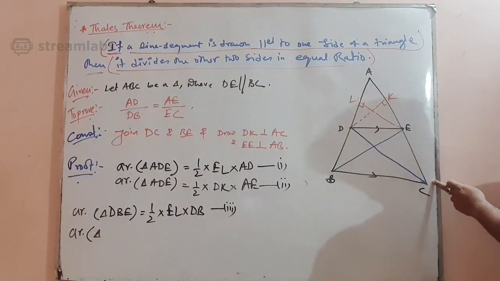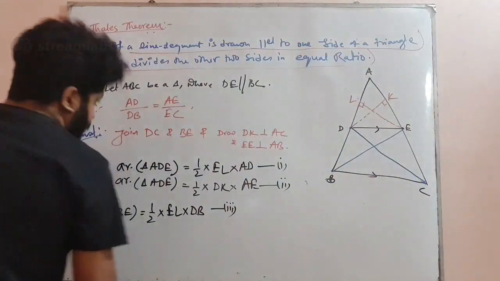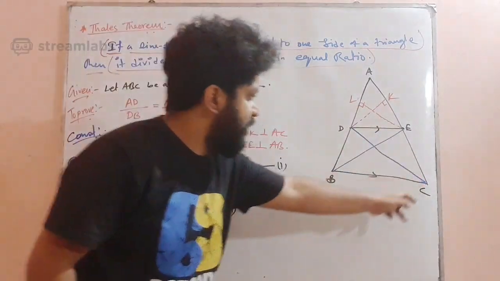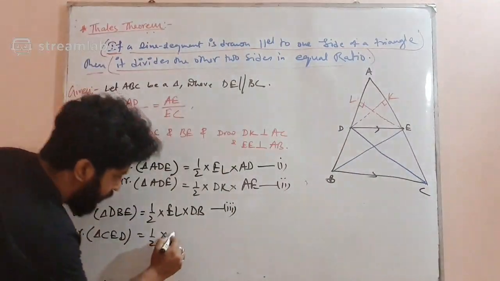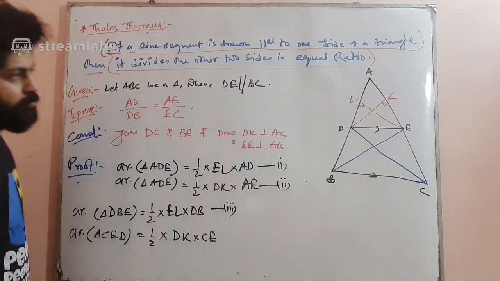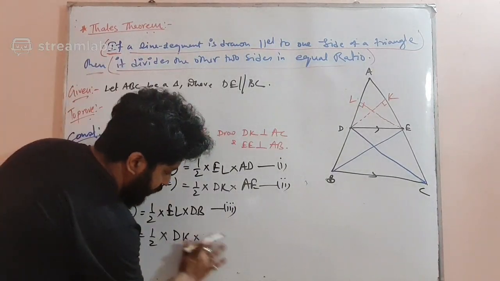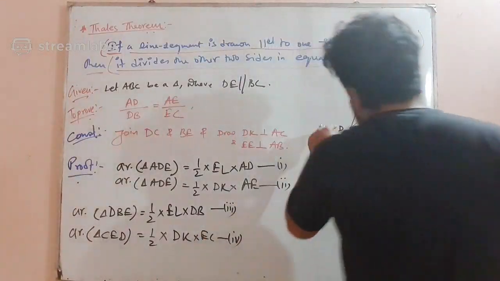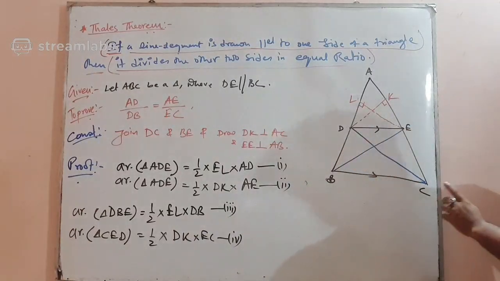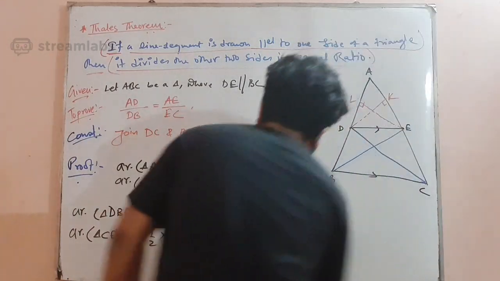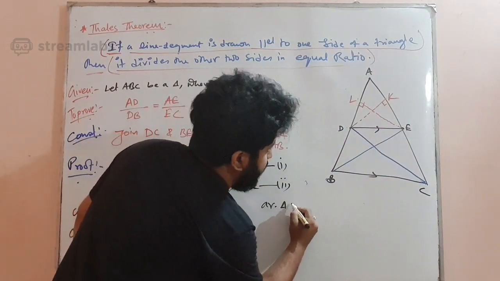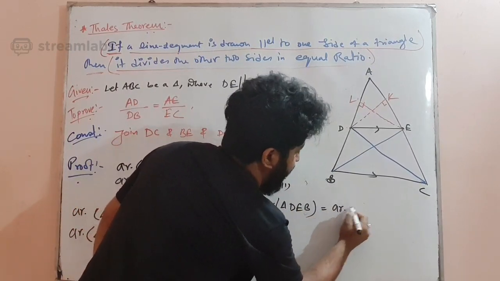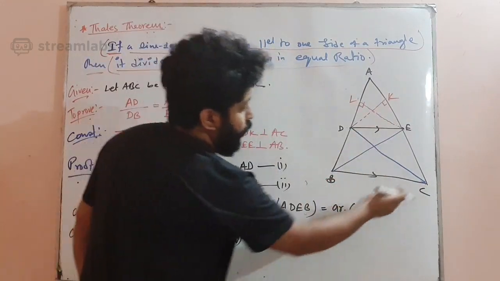Again, area of triangle CED. If I take CE as the base, then DK will be the height. So half into DK into CE, or EC. Equation 4. Now the interesting thing is, area of triangle DBE is equal to area of triangle CED.